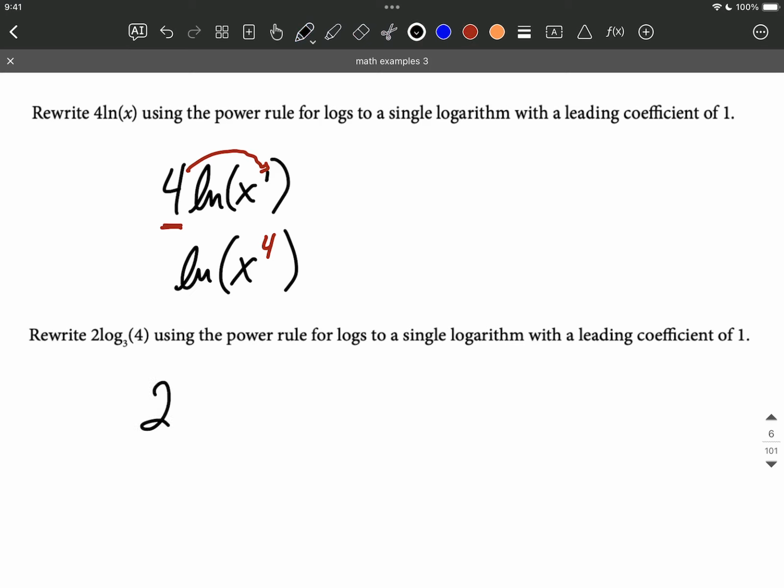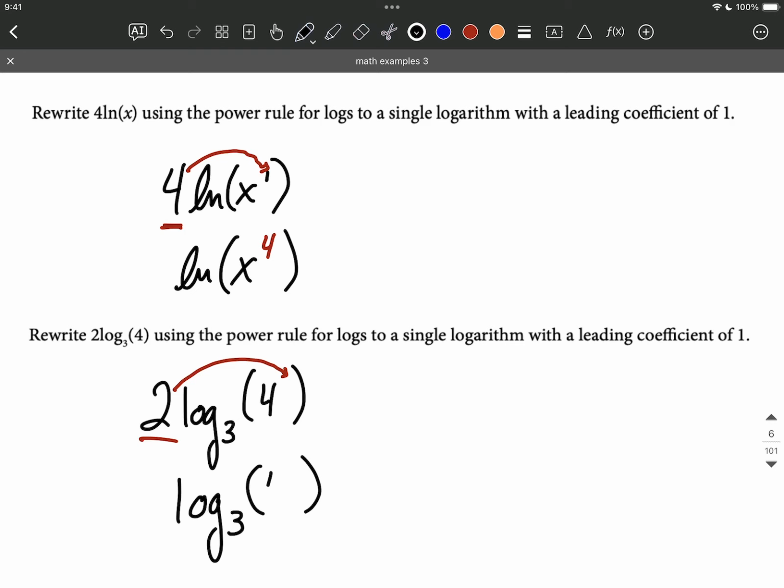All right, on the next one, it's very similar, right? We have 2 times log base 3 of 4. So again, number out in front here, not a 1. We want to use our power rule. Bring it up into the exponent here, go 2 times the current exponent, which is 1. So that'll give us log base 3 of 4 raised to the 2 times 1 power, which will be 2.